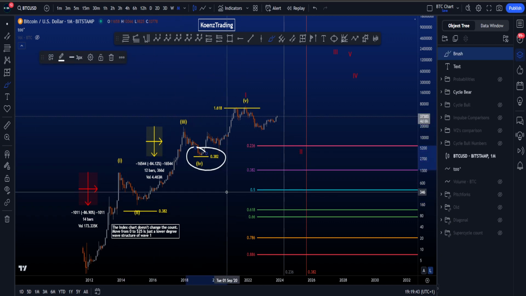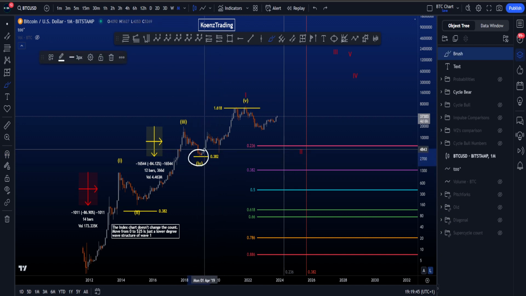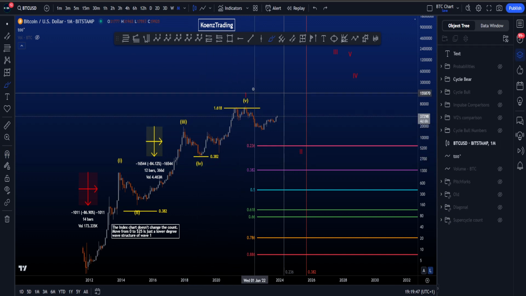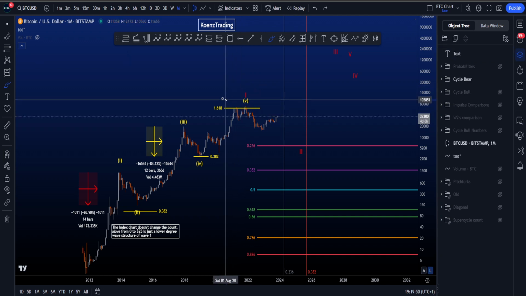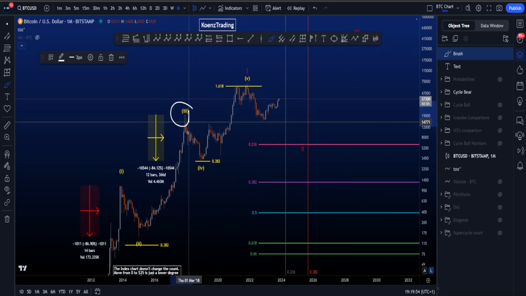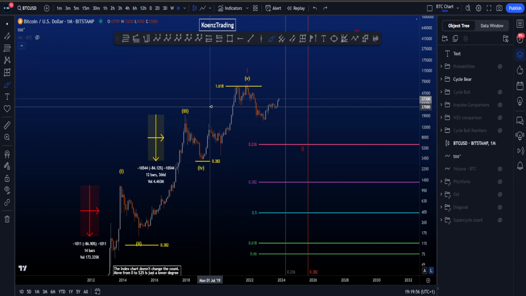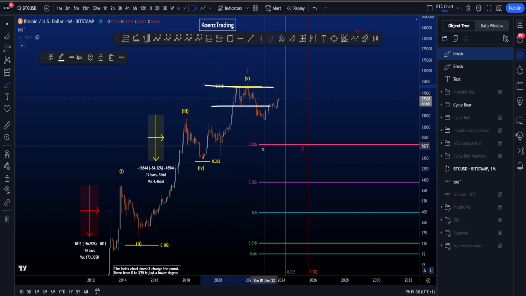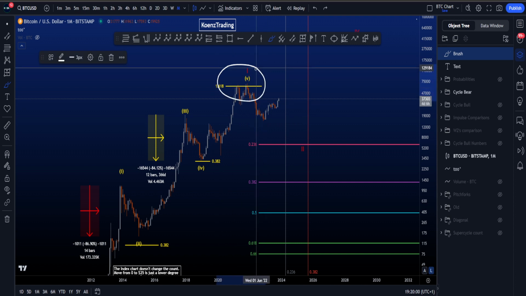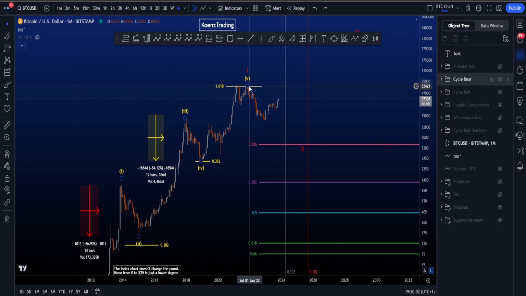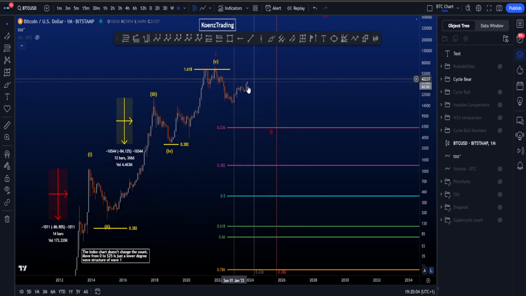The 0.382 is a common target for a wave 4, perfectly hit for a move to the upside. If we look at this wave 5, the 1.618 is the most common target for a wave 5. You take it from the high of 3 to the low of 4, and then the 1.236 to the 1.618 is your most common target area for a wave 5, which also here twice is very nicely respected.